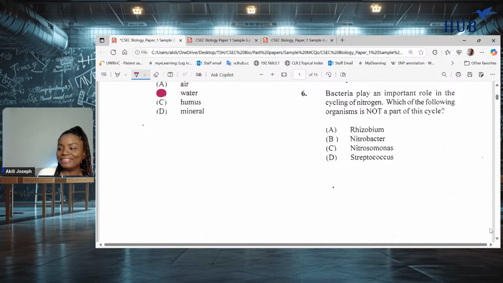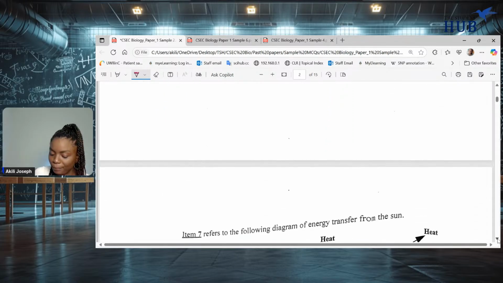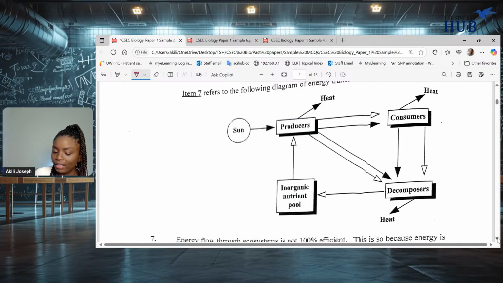It's going to be D. You're pretty quiet in this one, right? So strep has nothing to do, like you heard, people have strep throat and that kind of thing, but it has nothing to do with nitrogen cycling, right? Rhizobium for nitrogen fixing, Nitrobacter and Nitrosomonas are nitrifying bacteria to help convert your nitrites into nitrates. But strep, nothing to do with the cycling of nitrogens.